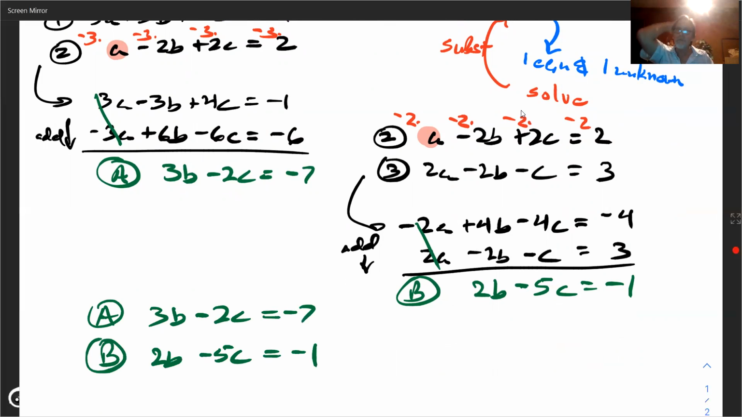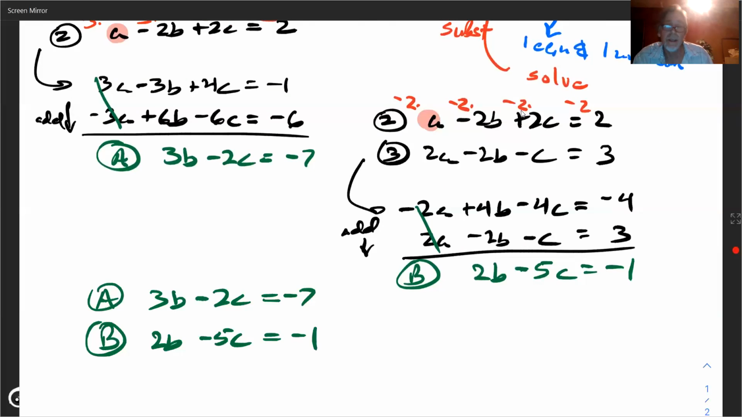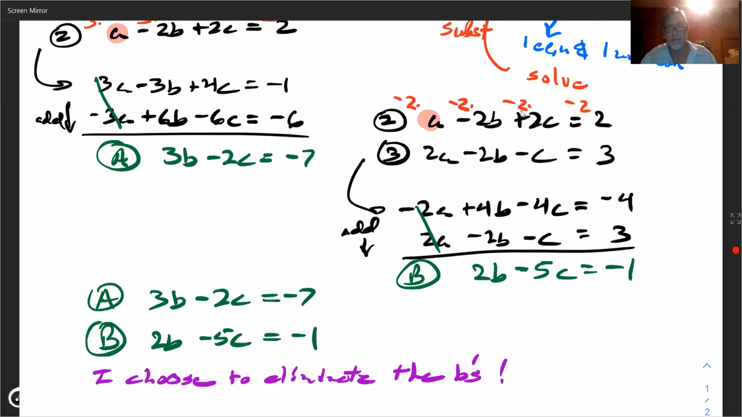Sometimes you get into a thing and you go, maybe if I got rid of the C's, it'd be easier. This one right here is a 2 by 2. We know how to get rid of a variable here. And now you have a choice. You have a choice again. So you just go, well, I choose to eliminate the, pick it. What do you want to eliminate? Okay, B's. I don't know why. ABC, right? Let's do it.